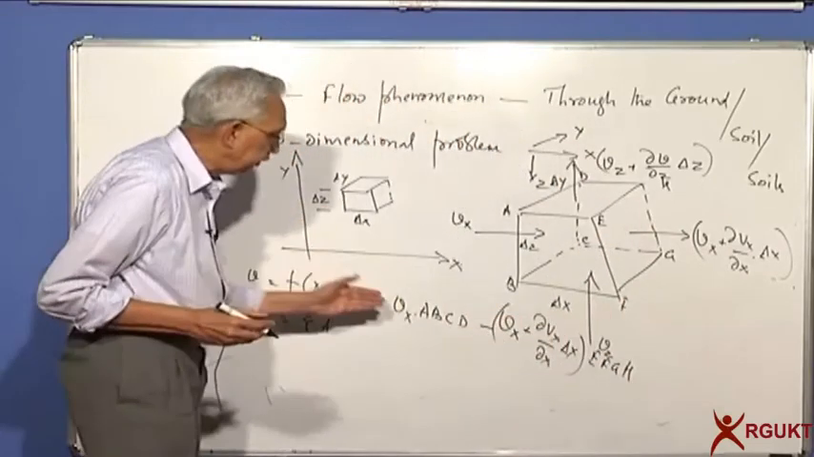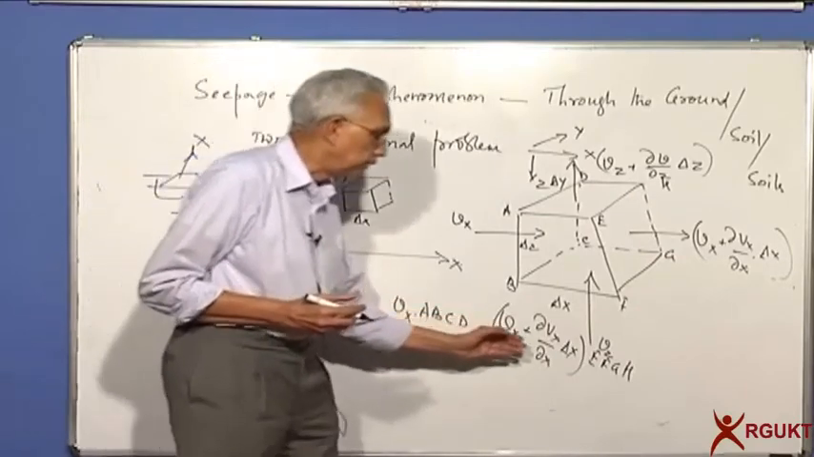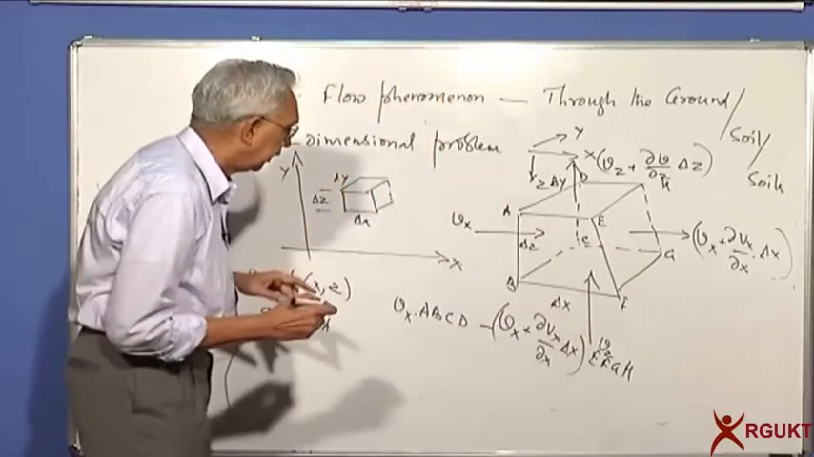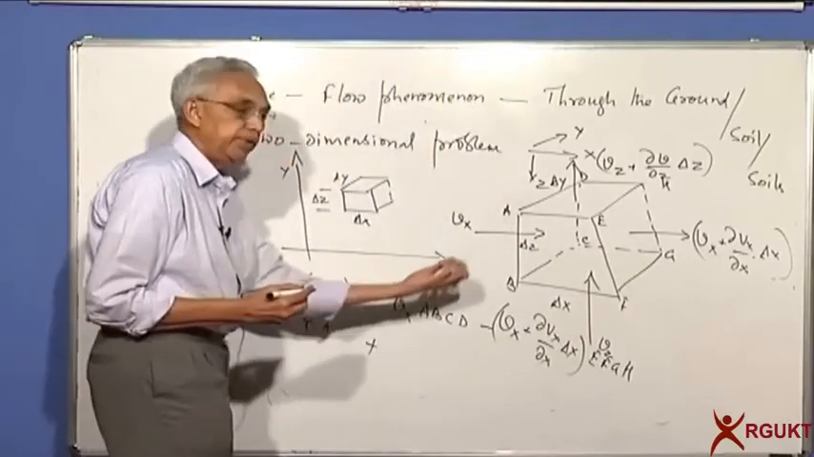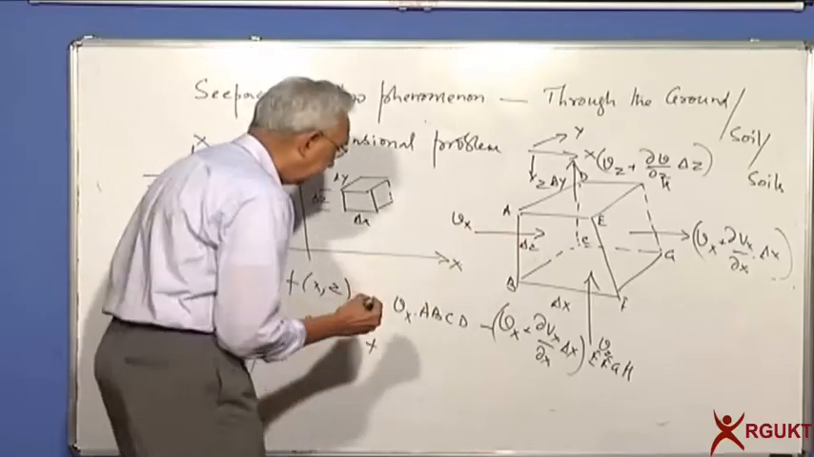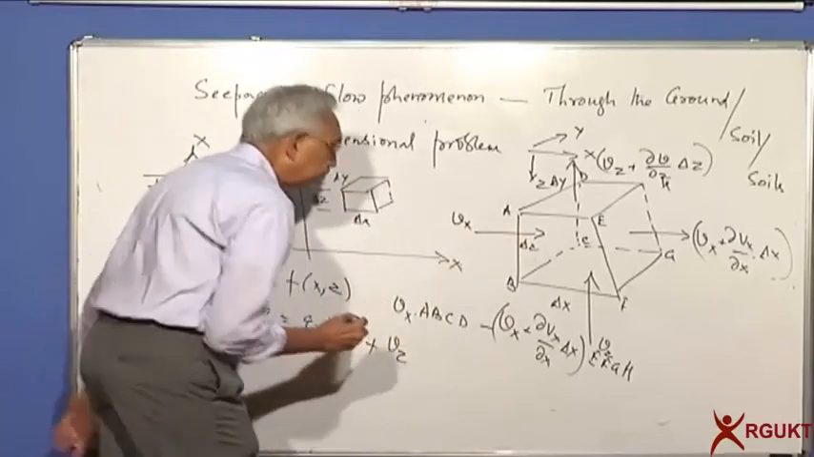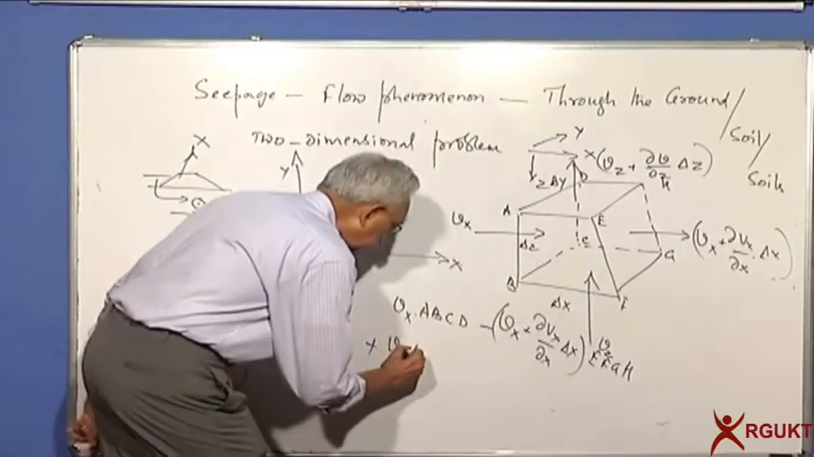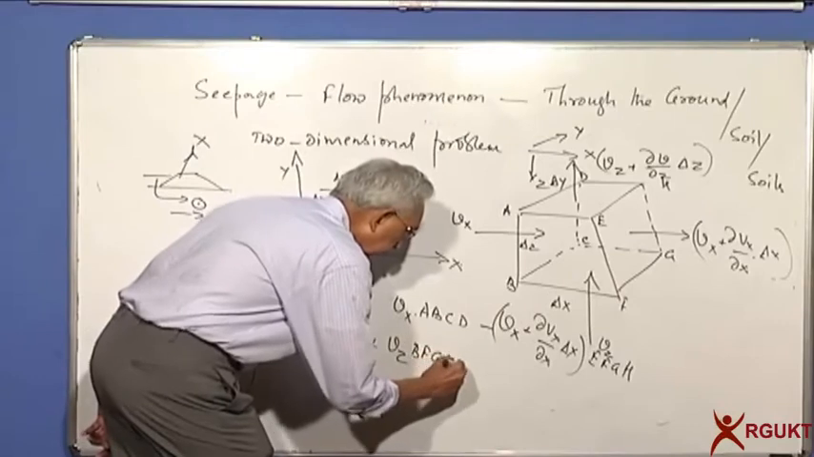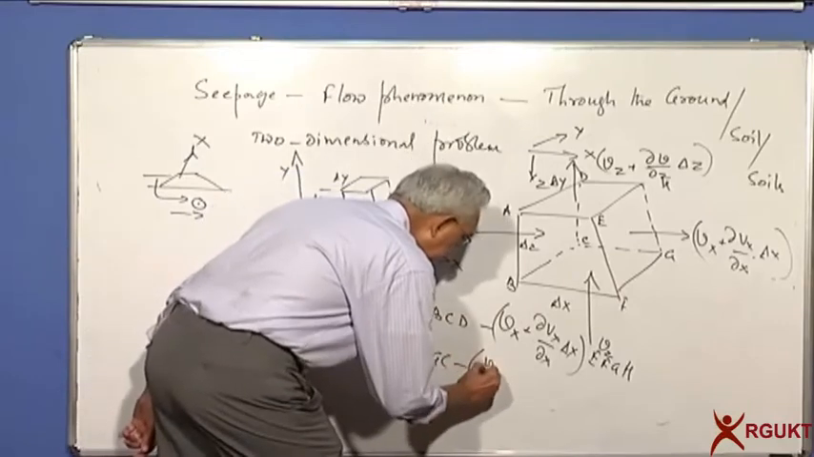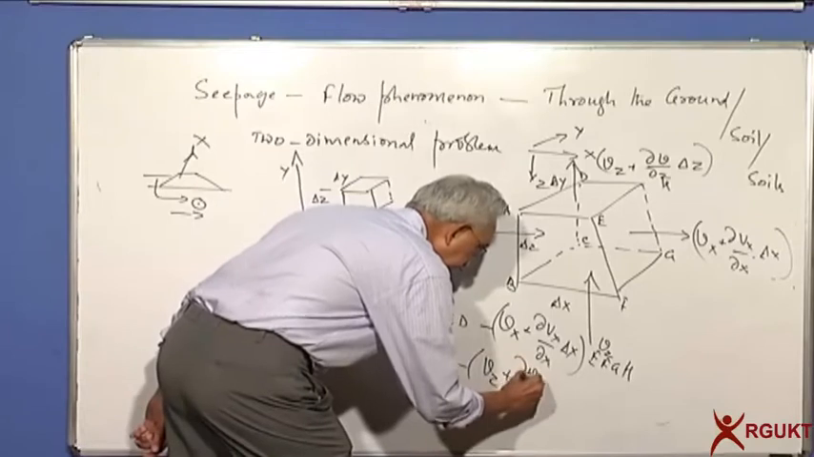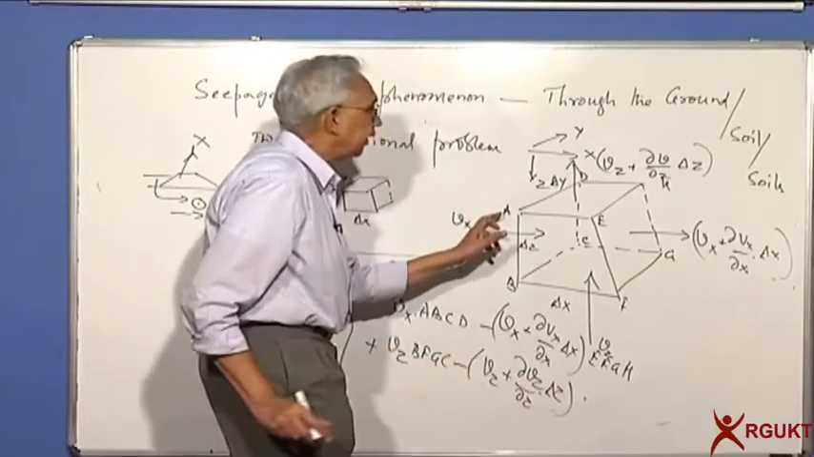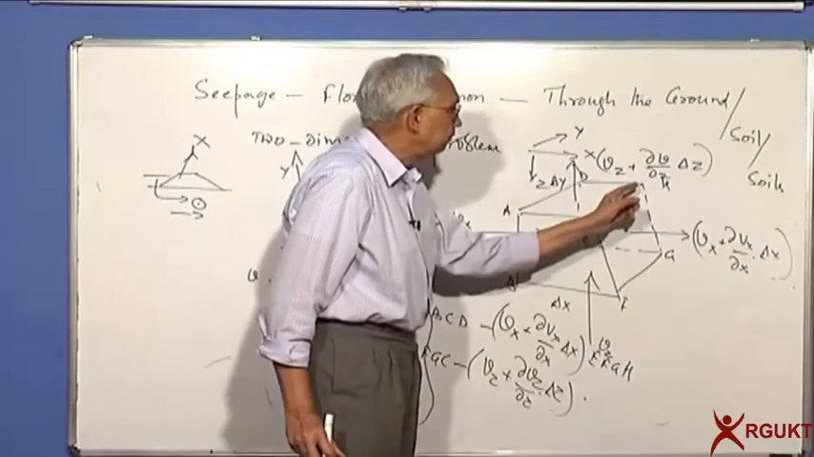So the flow in is given by this expression. The flow out of the element is given by this expression for the horizontal direction. Can I now add the flow in through the z direction? That will be equal to Vz, and the area of the element is BFGC, minus (Vz plus delta Vz by delta z into delta z). What is the area through which it is going out? AEHD.